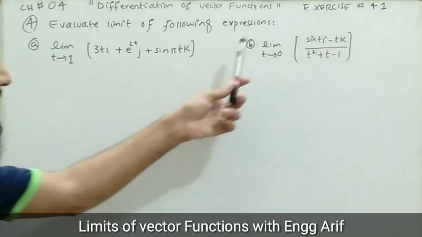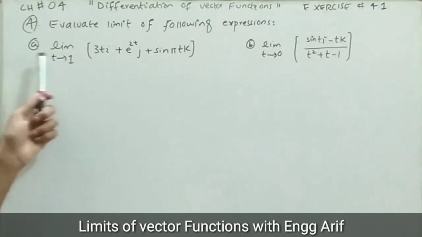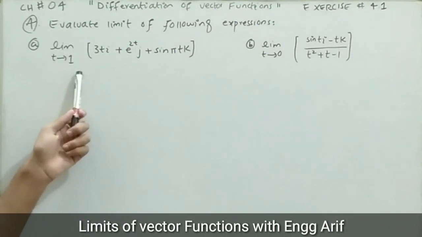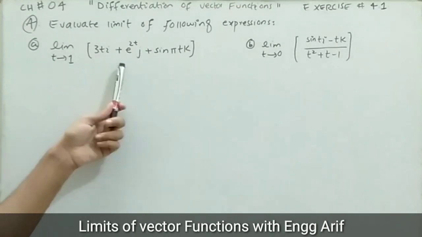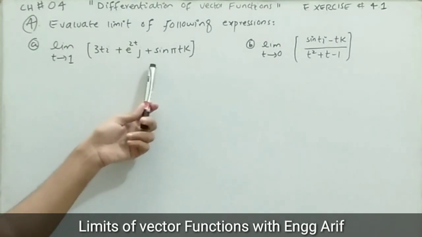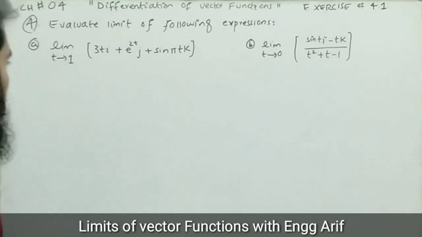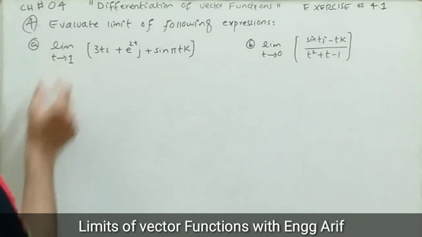Evaluate the limit of the following expressions. Part A is limit t approaches 1 of 3t i plus e raised to the power 2t j plus sine pi t k. So we will just apply the limit. Over here t approaches 1.